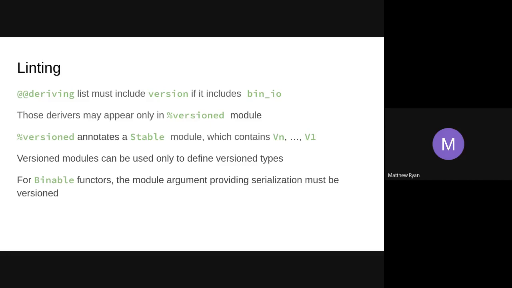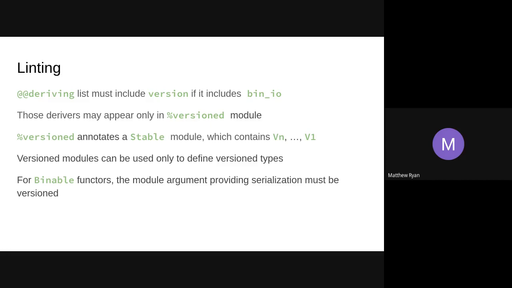We also provide a linter. This ensures that when the deriving list includes bin.io, it must also include version, which will run the checks that all of the types included are versioned themselves. Also, these derivers must only appear in version modules according to the linter.